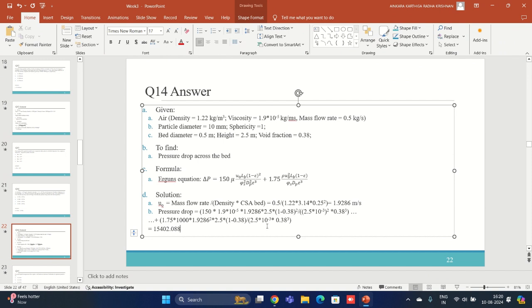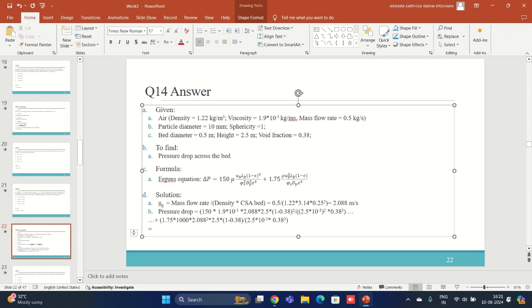Okay, something went wrong again. I am just doing the U naught calculation: 0.5 divided by 1.22 divided by 3.14. Okay, here it is not 1.22, it is 2.088, and again here it is 2.088. So here it is not the answer.